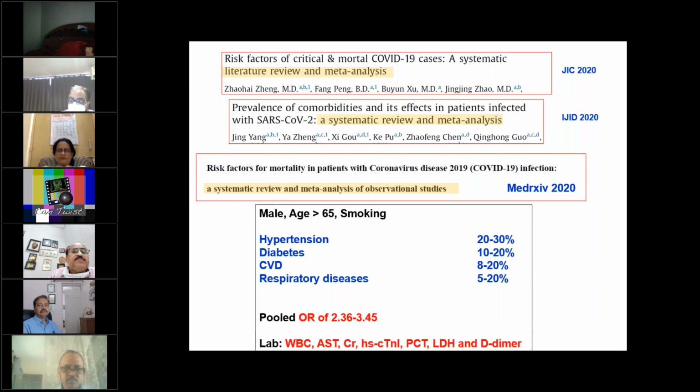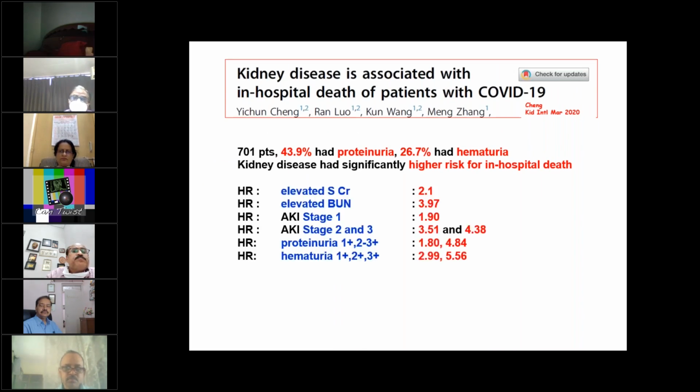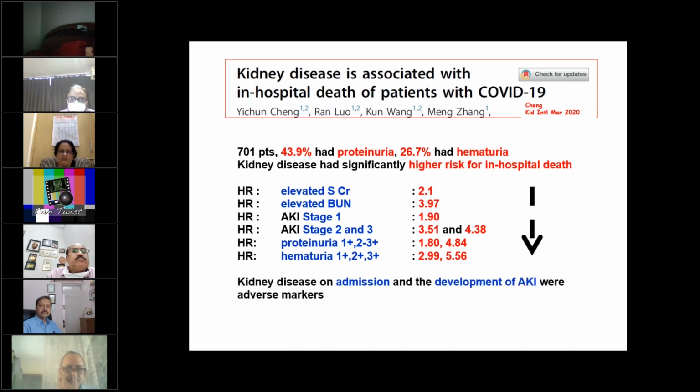Lab parameters which tell us a bad sign are lymphopenia, altered LFTs, as I think Abel also mentioned, altered renal functions, high troponins, and high D-dimers. Recently, it has been shown that altered renal function at admission and derangements during hospital stay are all bad signs. So kidney disease on admission and development of AKI were adverse markers.